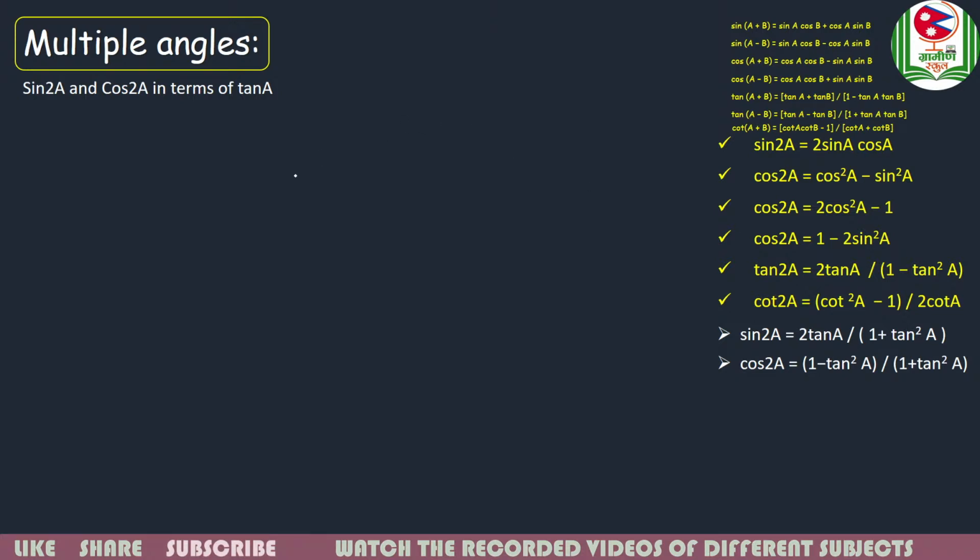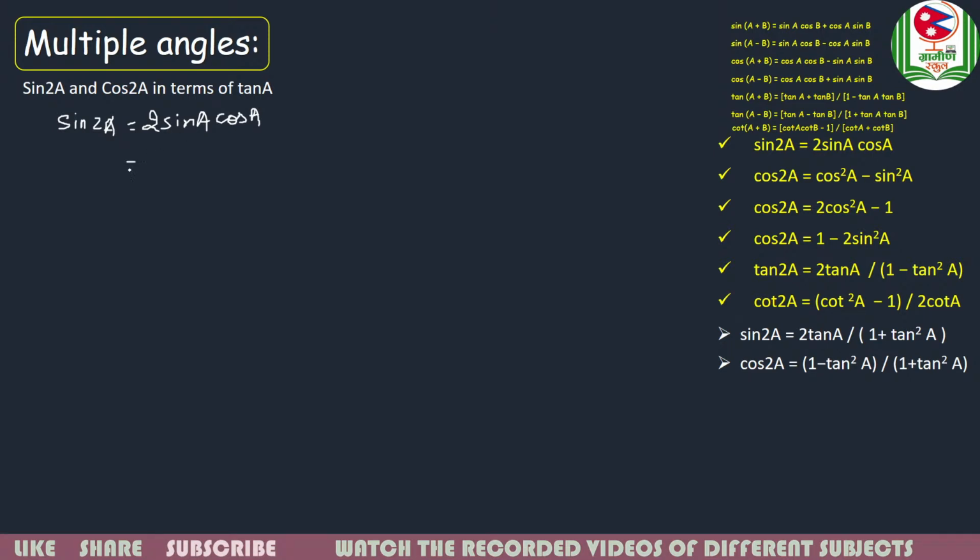Now we will also express this sin 2a and cos 2a in terms of tan. So for this, sin 2a equals 2 tan a upon 1 plus tan square a. How is this result obtained? So first we will write sin 2a. We know sin 2a equals 2 sin a into cos a.